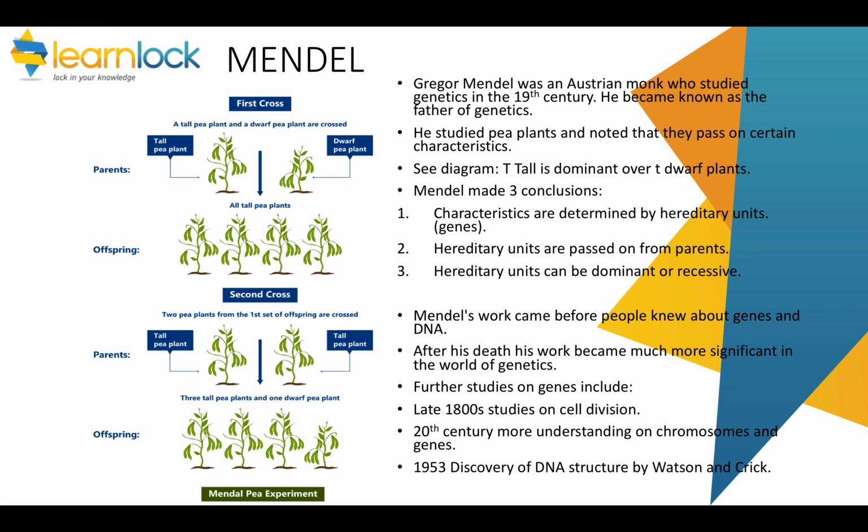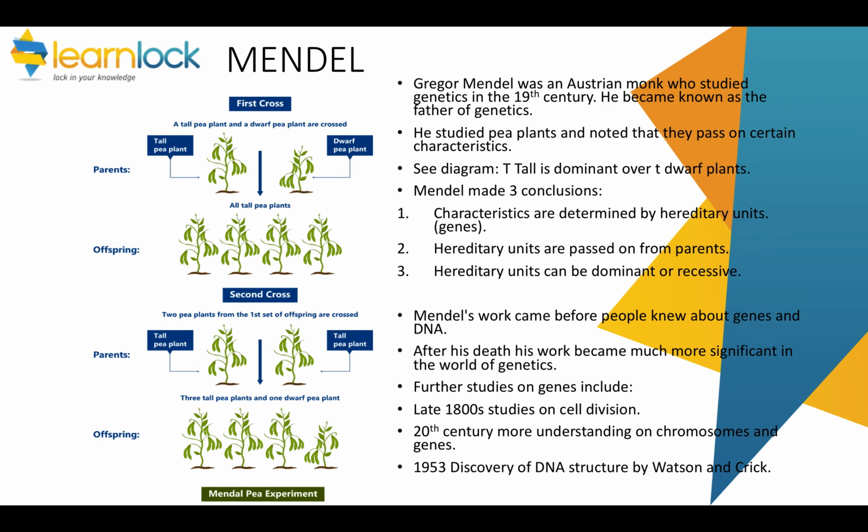You also need to know about Gregor Mendel. Gregor Mendel was an Austrian monk who studied genetics in the 19th century, and he actually became known as the father of genetics. He studied plants, mainly pea plants, and noticed when he bred them together, they passed on certain characteristics. He took a tall pea plant and a dwarf pea plant, and when he crossed them together, he noticed that all of them were tall.